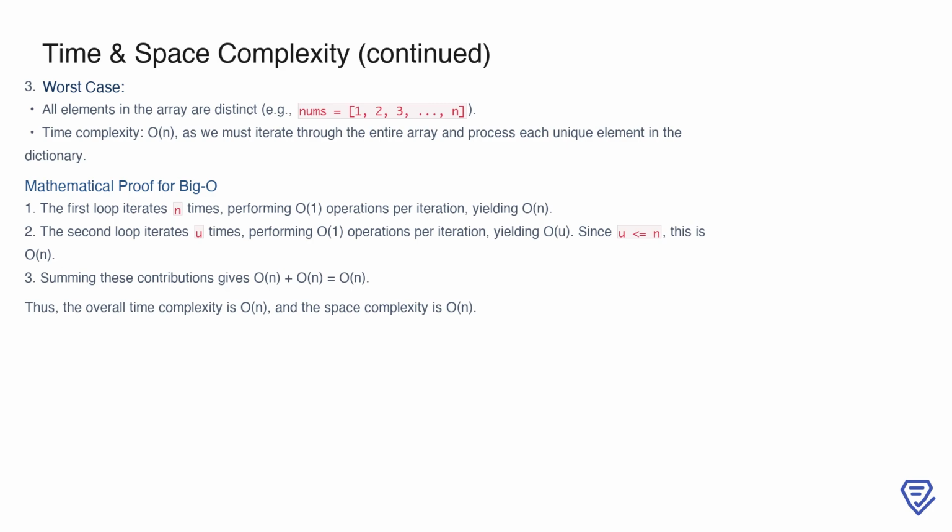Adding these together, we get O(n) plus O(n) equals O(n). Thus, the overall time complexity of the solution is O(n), and the space complexity remains O(n), primarily due to the dictionary storage.